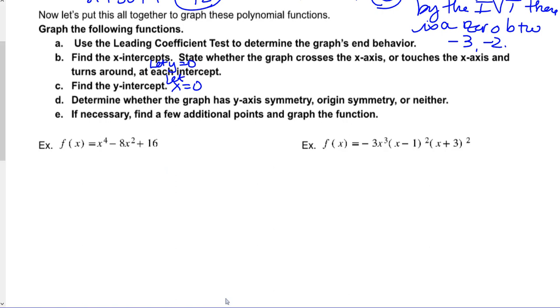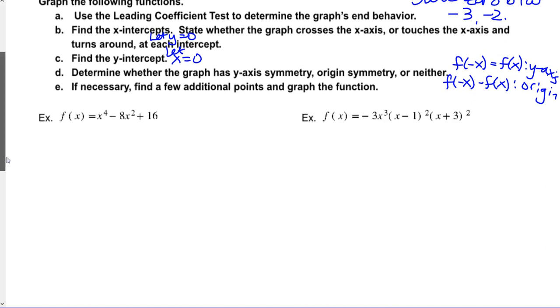And then we're going to determine if our graph has any y-axis symmetry or origin symmetry. So that is evaluating f of negative x. If it is the same function that you simplify it down to, that's the y-axis symmetry. If we end up getting the opposite of that function, this is a while back that we learned this, then it's going to have the origin. If neither one of those happens, then it is neither. Okay, and that's just helpful for when graphing it.